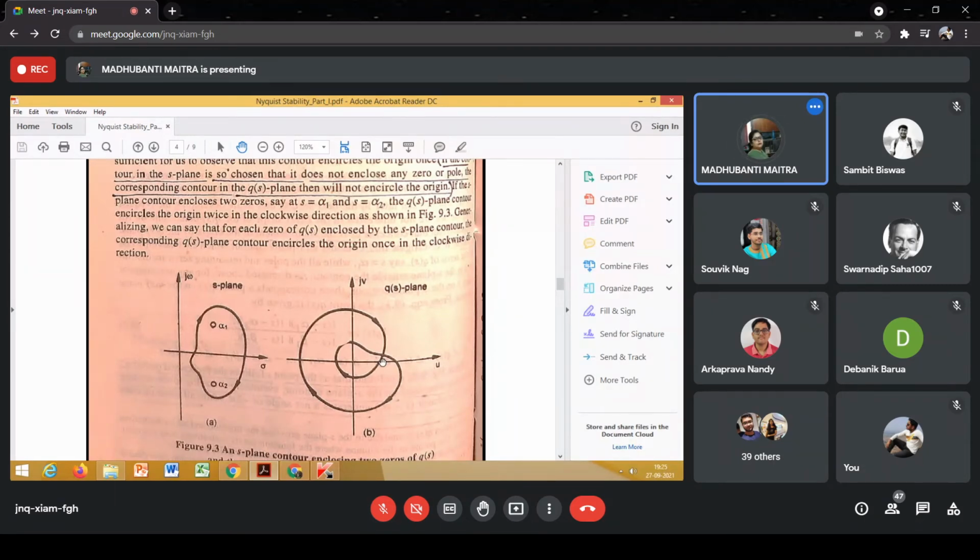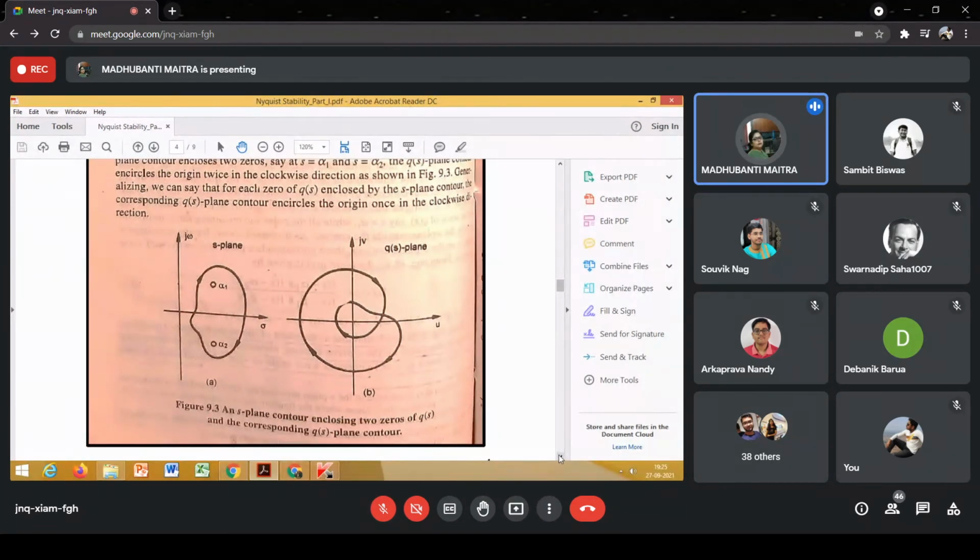Have you understood this? Okay. Applying the same logic, we can generalize this fact and say that if z number of zeros of QS are enclosed by the S-plane contour, which does not pass through any singular point of QS, then the corresponding QS plane contour tau q will encircle the origin of the QS plane z number of times in clockwise direction.